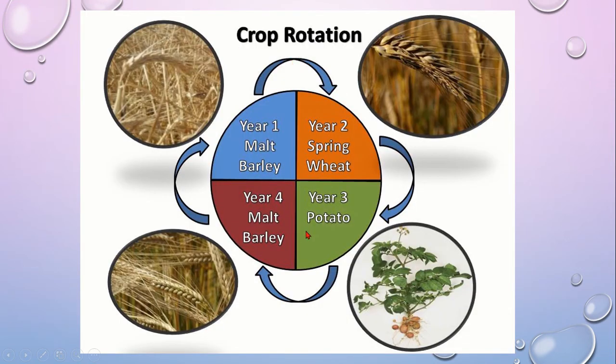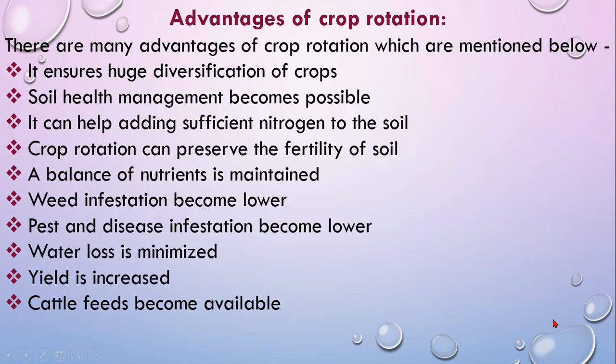So if you have a look, this is the crop rotation. First year you can cultivate barley. Second year you can cultivate wheat in the same land. Third year you can cultivate potato, and fourth year you can cultivate barley. That means in a piece of land, for a couple of years, this is 4 years, the same crops are not cultivated in the same land. This is called the crop rotation.